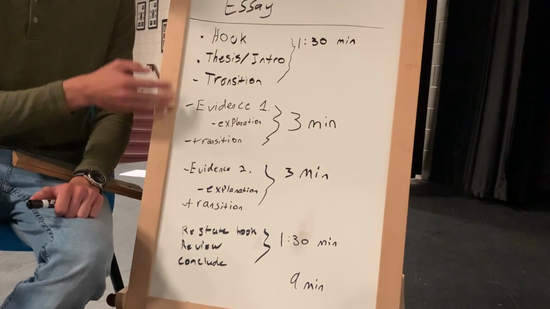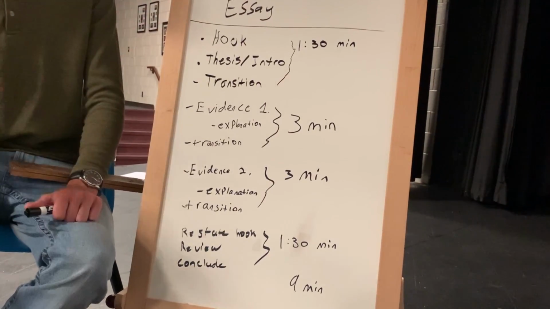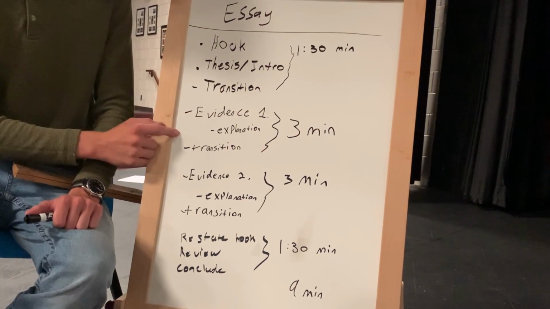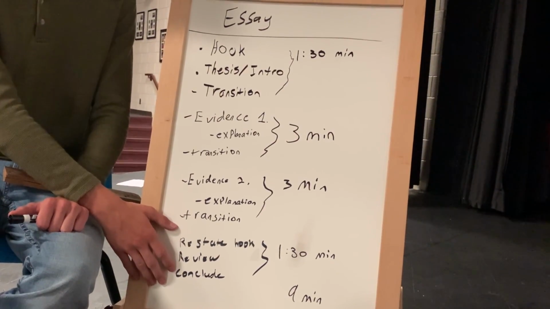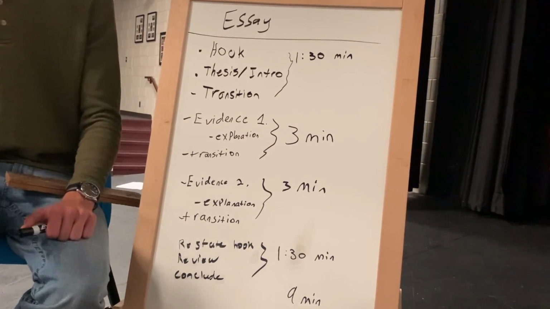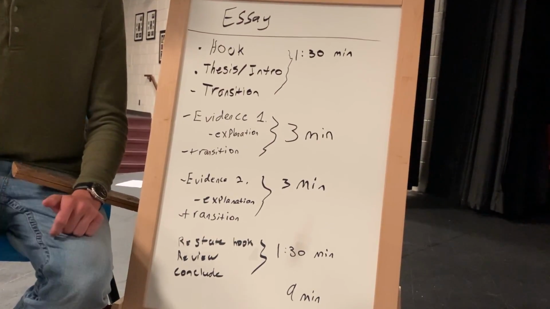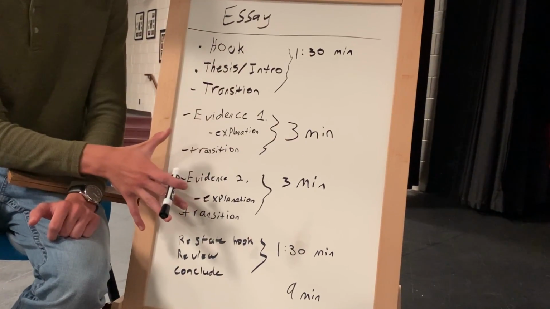Then I transition, then I give my evidence. So according to source 1, it says blah, blah, blah. I explain it. I explain it back to my point. I transition again, evidence 2, restate, and then review. Okay. Now, this still may seem very, very frightening and a bit spooky to try and take on. Now, this seems like a lot, okay?